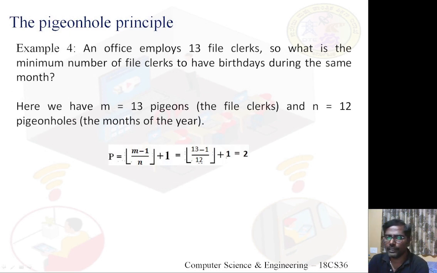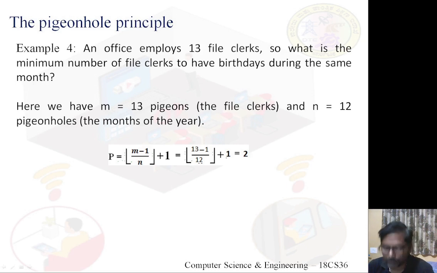Now let me see your analytical skill. In an office, there are 13 employees. The question here is you need to tell me the minimum number of employees to have birthdays during the same month.